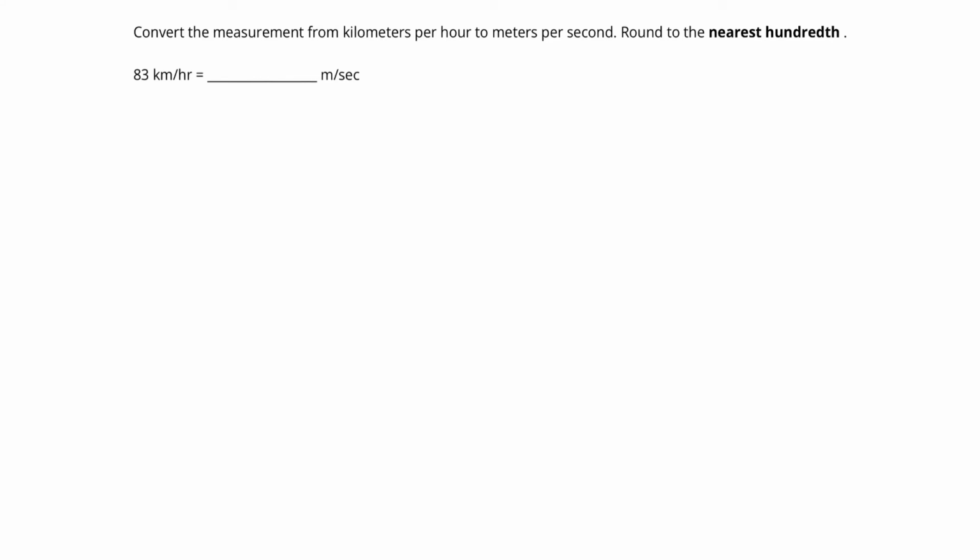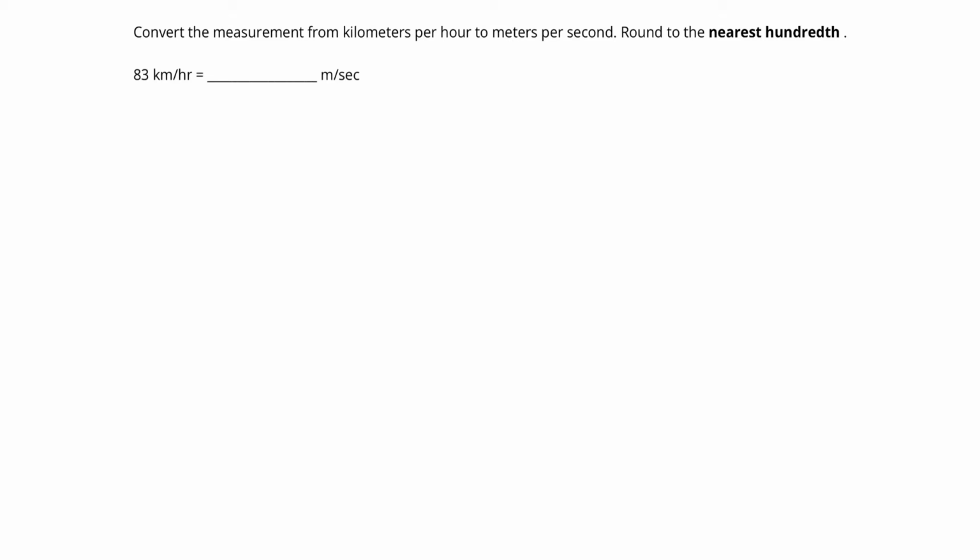Hello students, in this problem we're asked to convert a measurement from kilometers per hour to meters per second, and then round our answer to the nearest hundredth. I think what makes this type of problem more difficult is the fact we actually have to make two conversions. We have to convert our lengths, namely kilometers to meters, and our time, hours to seconds, and we have to keep track of all of that.